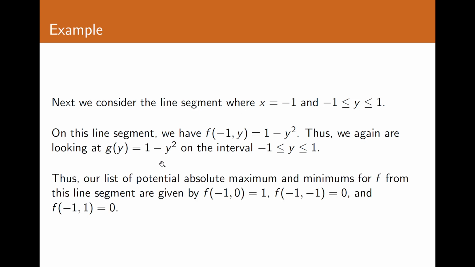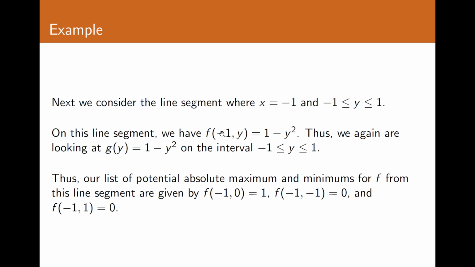So same process, we see the possible absolute maximums and minimums of f from the line segment when x is equal to negative 1 are f of negative 1, 0, which again gives us 1, f of minus 1, minus 1, which gives us 0, and f of minus 1, 1, which gives us 0. Right, so all these values are coming from somewhere. We know x is always minus 1, so that's where our x value is coming from. And then the 0 comes from where g prime of y is equal to 0, which is at 0. And then this part, this y equals minus 1, comes from this edge of the interval, and the 1 here comes from this edge of the interval.